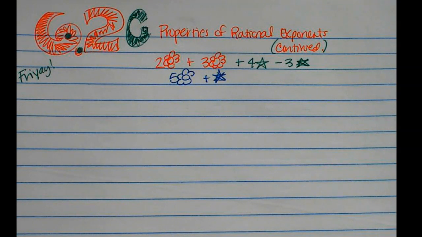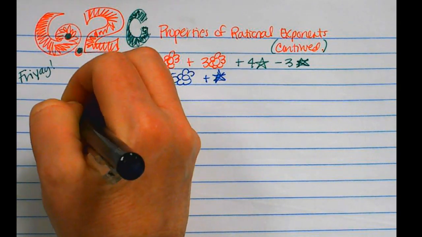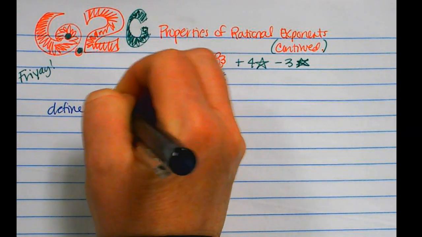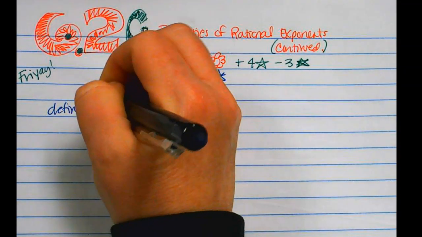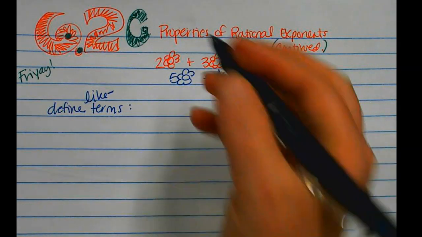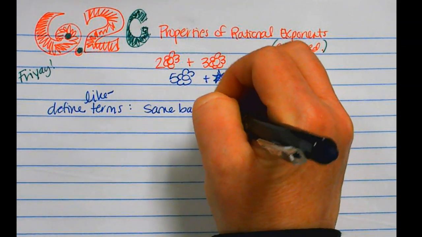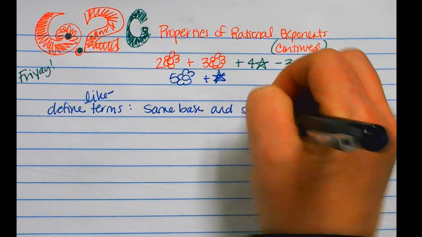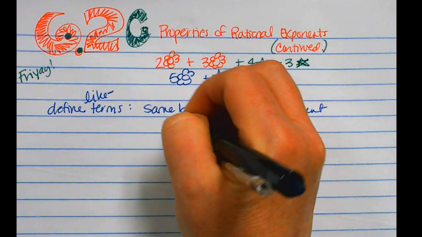Okay, so what we're going to do first is we want to define like terms again. We did define like terms in Algebra 1. I said define terms. Define like terms. So like terms means that obviously x and y are not like terms. They don't have the same variable. So like terms have to have the same base and the same exponent in order to add or subtract them.